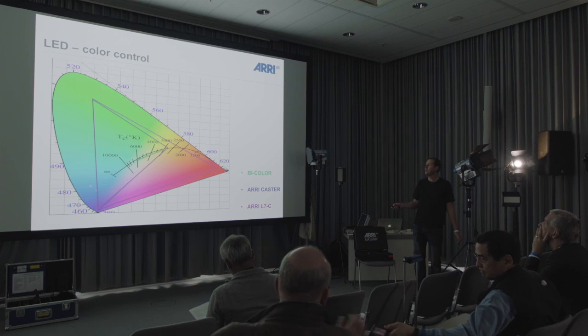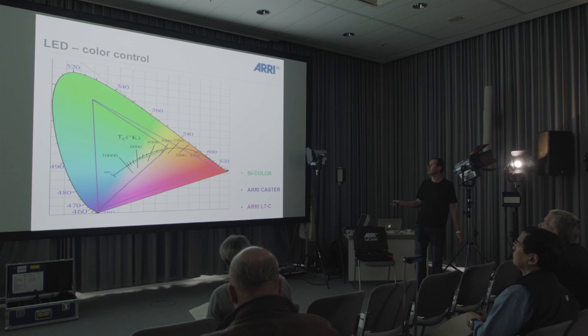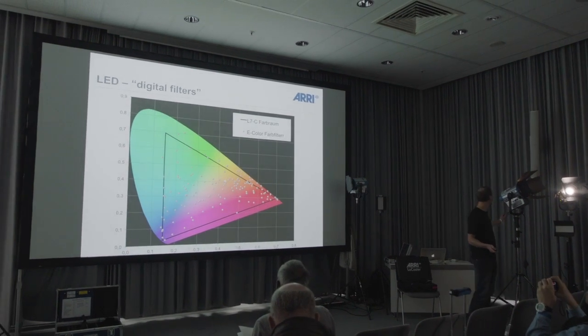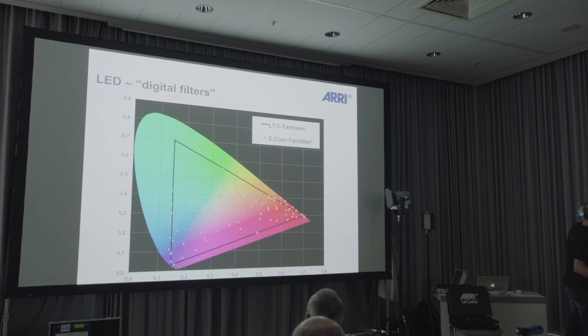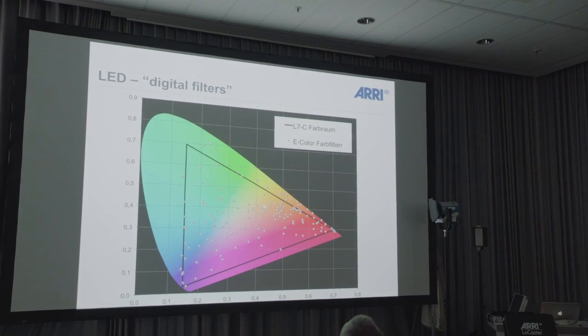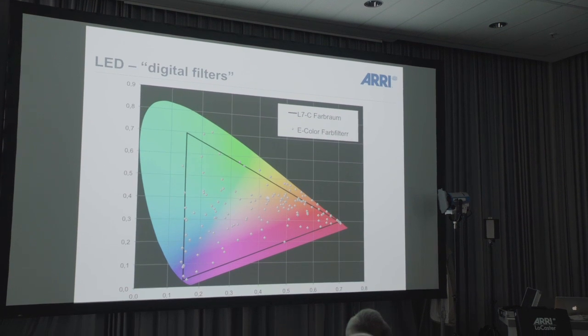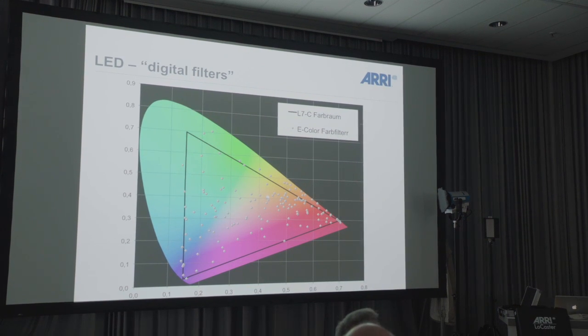The nice thing about this is, if you have a color space like this, you can of course not only do color adjustments to get a nice white light, you can also do effect lighting. Here.